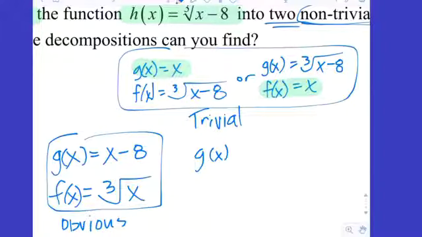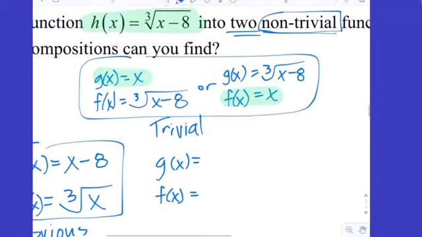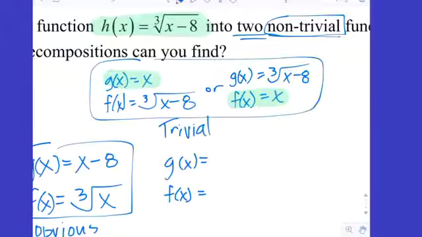Anyone have another one? I'll write it out here. g of x and f of x. I'm ready for your input. When you all speak at one time, I can't hear any of you. You're going to have to take turns.